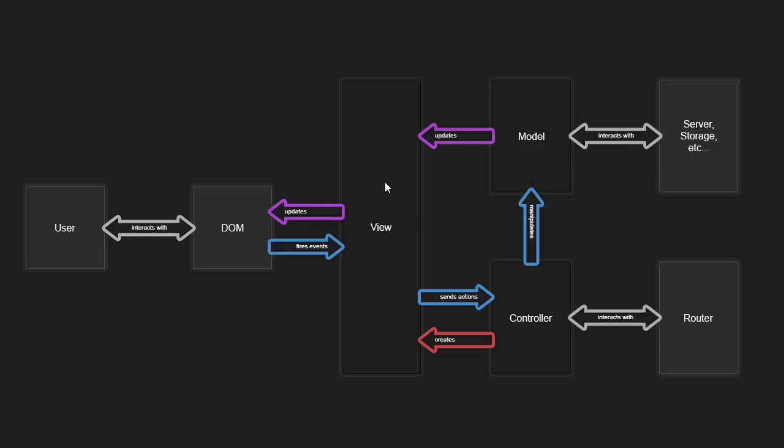And then the model will then update the view. And once the view has been told, hey, there's an update, something happened, the view will then update the DOM. So then we have the router over here.